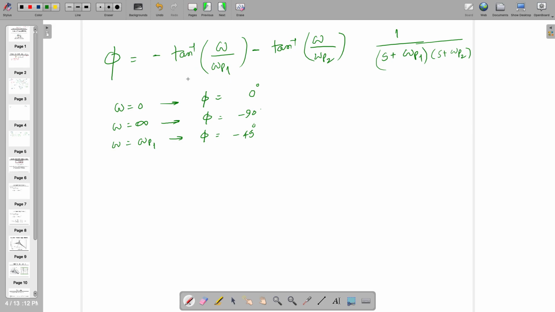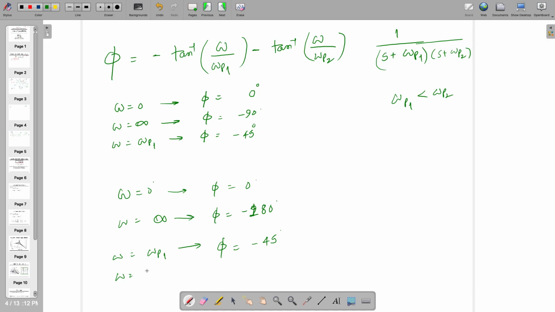So you have to write down the equation from 0 to infinity, and at 0, the phase is 0. At infinity, phase is minus 180 degree, right? At omega p1, if omega p1 is less than omega p2, how much phase will be there? Minus 45 degree, right? At omega equal to omega p2, how much? Minus 135.